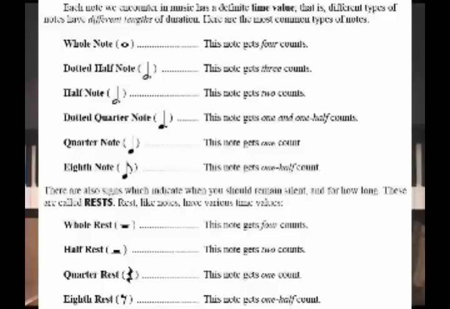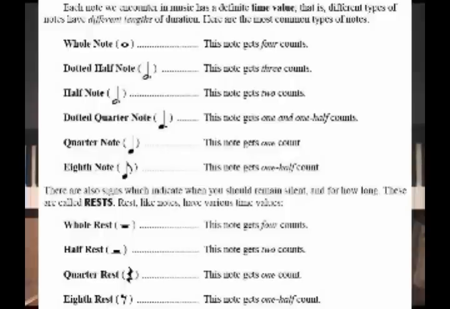1, 2, 3, 4. So what do you think a half note would get? Right, half of that measure. In other words, 2 beats. 1, 2. And a quarter note, therefore, we get what? 1 beat, right? An eighth note would get half a beat.